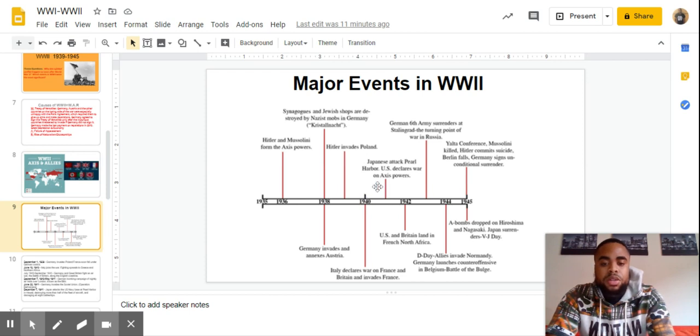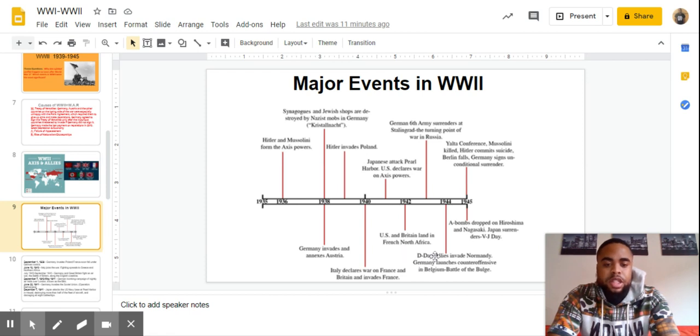And also, we have the attack of the Japanese on our naval ships in Pearl Harbor in Hawaii, which brought the U.S. into the war. All right. Everything after this includes the Allies trying to push Germany back. So we have the U.S. and Britain trying to beat the Axis powers in France and North Africa.